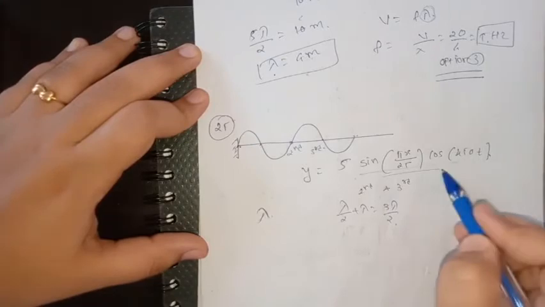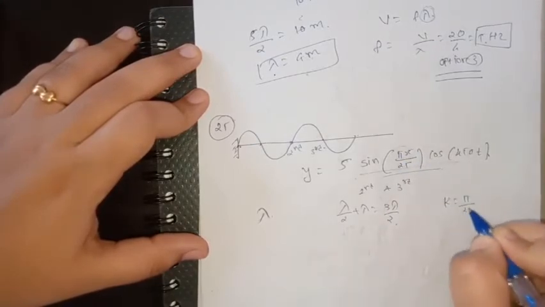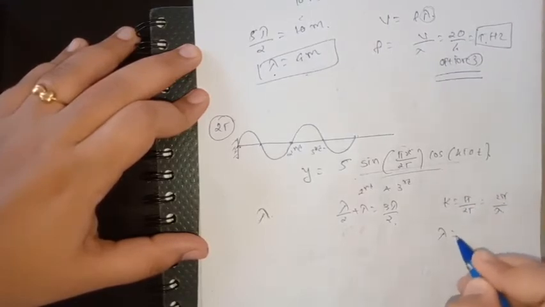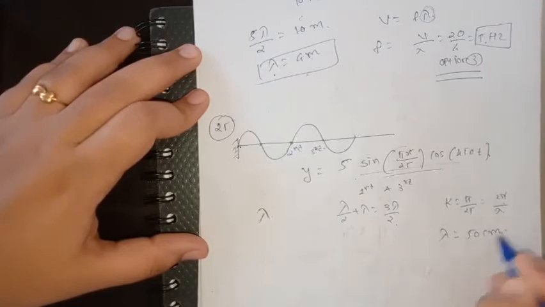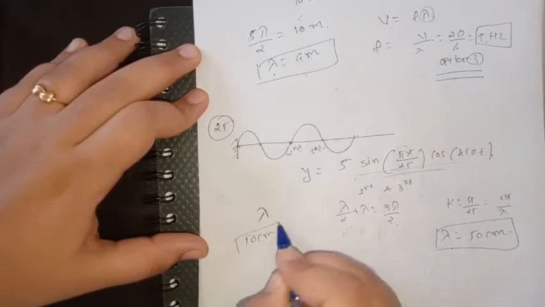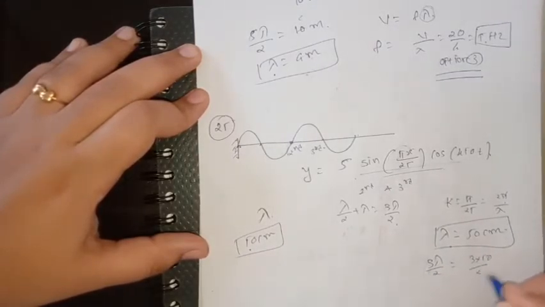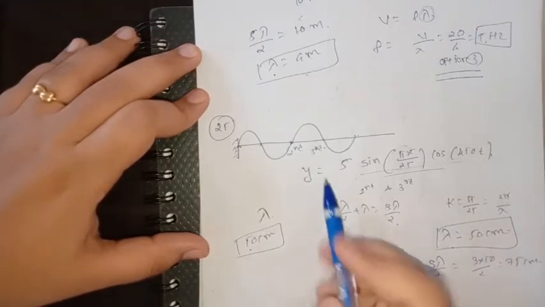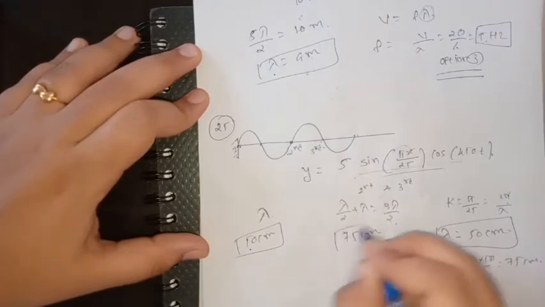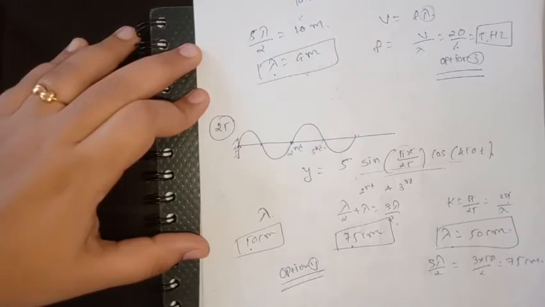From this equation, if we compare with kx, k will be pi by 25 and k is 2 pi by lambda. So lambda will be equal to 50 centimeters. So the distance of the second node will be 50 centimeters and 3 lambda by 2 will be equal to 75 centimeters. So the distance of the third node from the end will be 75 centimeters. So option 1 is the correct option.